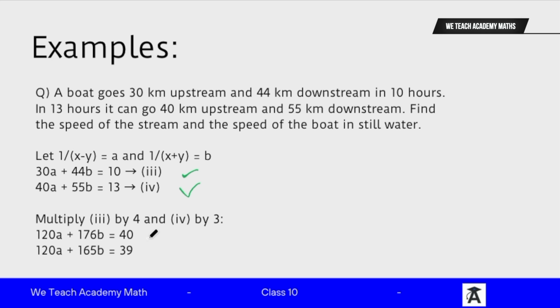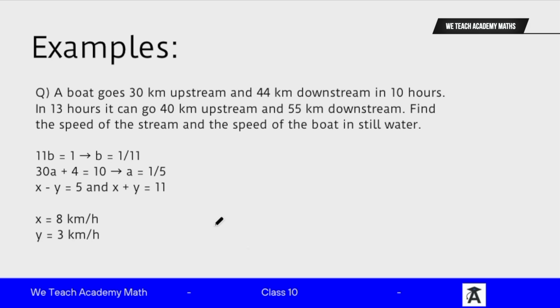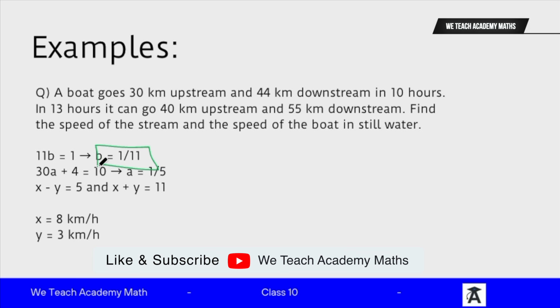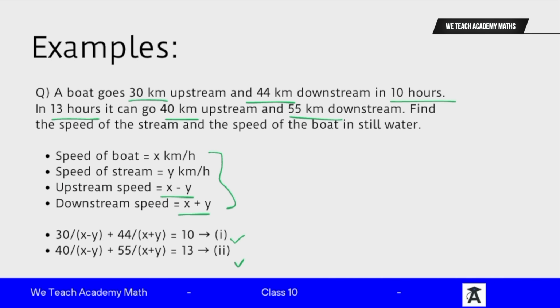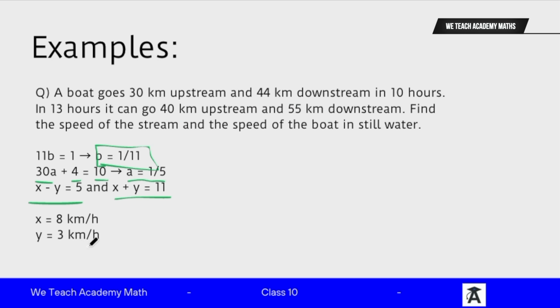And when we solve them using the elimination method, we get 11b is equal to 1. So b would be 1 by 11 and 30a plus 4 is equal to 10. So a is 1 by 5. So x minus y would be 5 and x plus y would be 11. So hence the speed of boat is 8 km per hour and the speed of stream would be 3 km per hour. Hence, using that simple formula x plus y and x minus y, you can solve any kind of upstream downstream question.